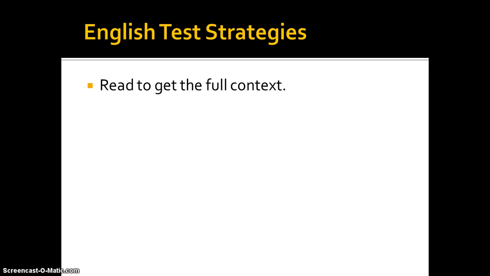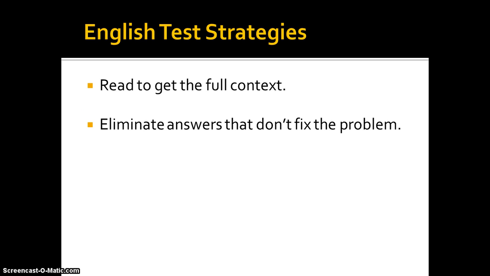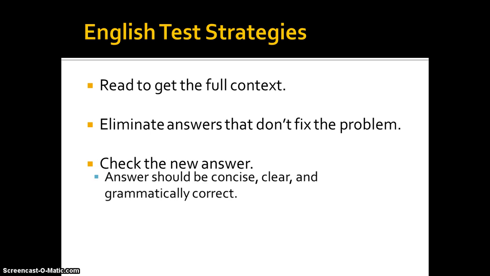3 steps. You want to read to get the full context. You don't want to just read until you get to the underlined point. You want to read the full sentence that contains the underlined section, or maybe even the full paragraph, depending, and we'll see an example of that in a moment. You want to eliminate answers that don't fix the problem that you find, and then you want to plug the new answer back in and check it, and make sure you didn't create any new problems. And we'll look at an example of that.